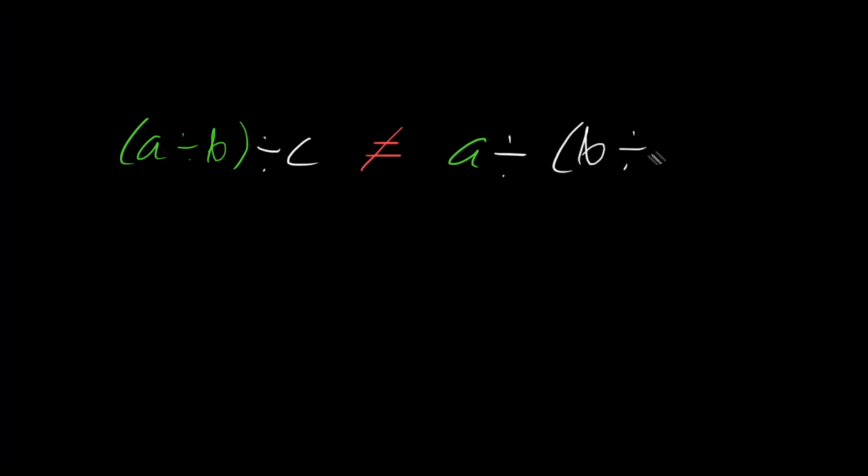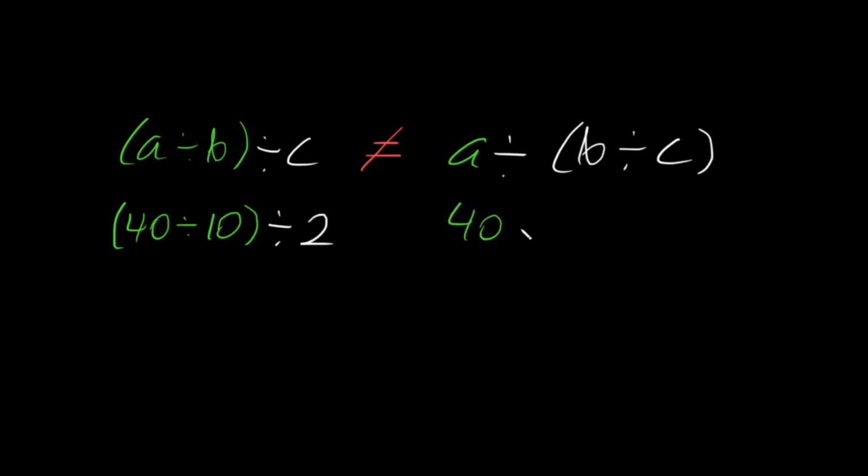The same is true in division, where associative property does not work. Therefore, grouping A divided by B first, and then dividing that by C, will not equal A divided by the grouping of B divided by C. Substituting real numbers, let's have A equal to 40. We're going to divide that by B. Let's say that's 10. And C will make 2. Plugging in over here would be 40 divided by the grouping of 10 divided by 2.